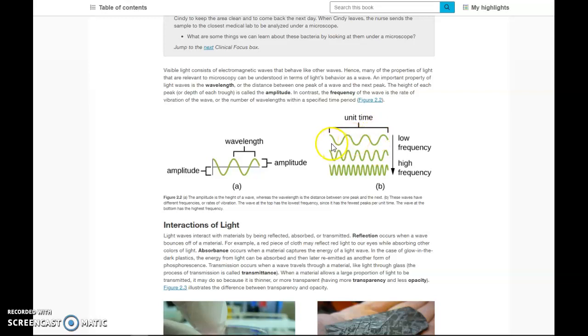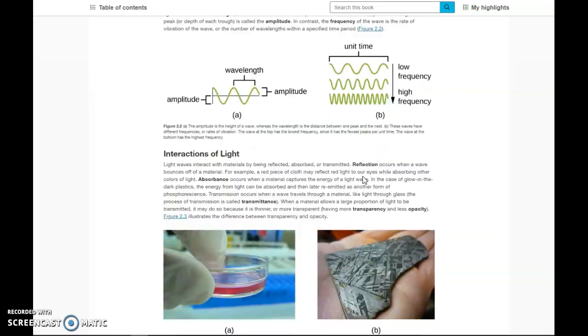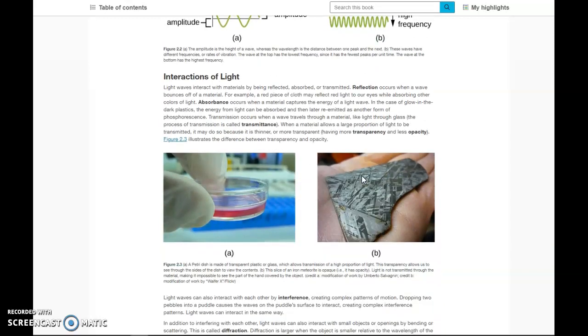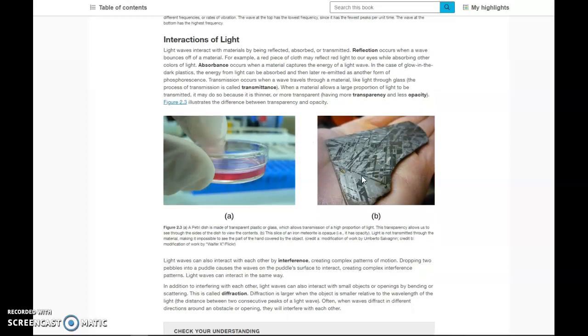So when waves are not coming as frequently, that would be a low frequency. When the waves are closer together, that would be a high frequency. And it's this idea of wavelength and frequency that allows us to discern visible light from other forms of electromagnetic radiation. Now, the next section gets into some definitions in terms of how light behaves. As light comes in, it can be reflected, it can be absorbed, or it can be transmitted.